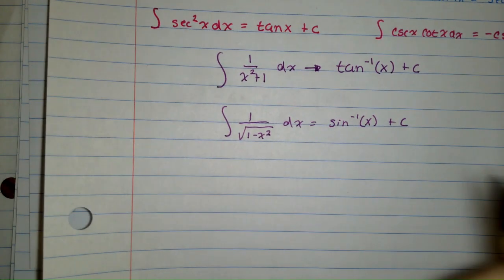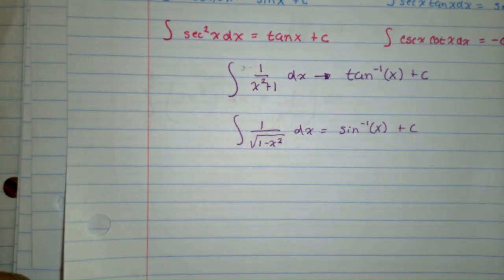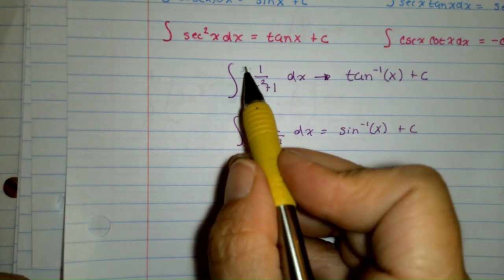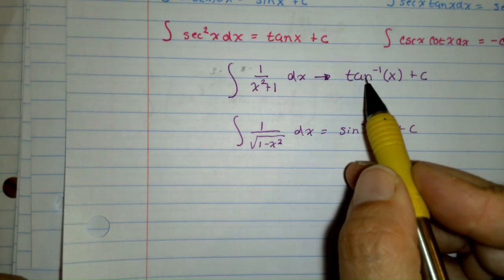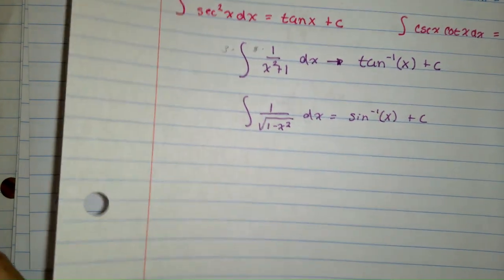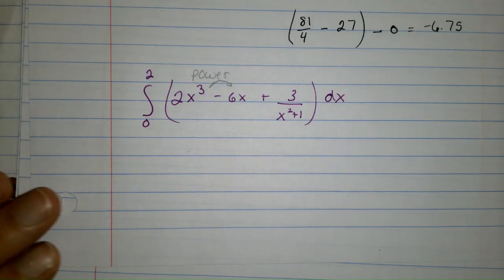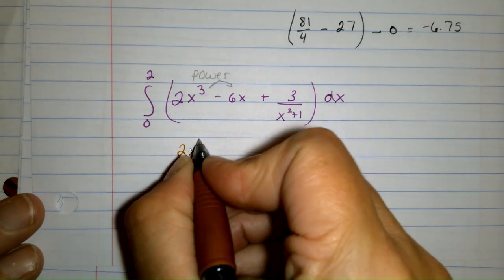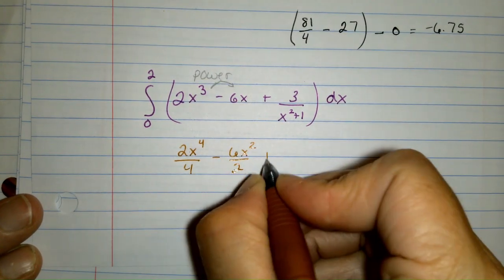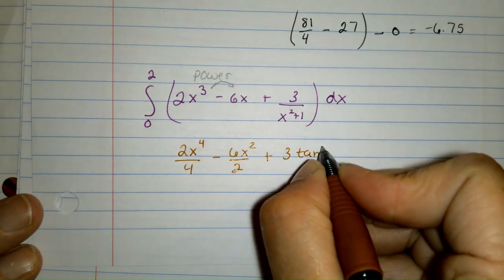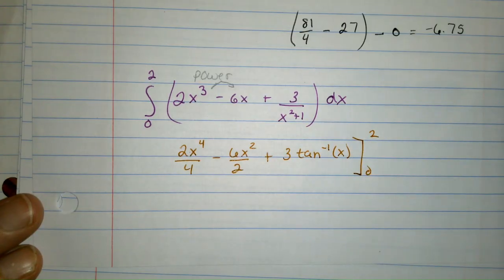Well, if you'll notice, that last one looks like we've just taken this fraction and multiplied it by 3, right? Or I can pull that multiplied by 3 out front. So that gives us a 3 tangent. So that's that arctangent rule. Okay. So 2x to the 4 divided by 4 minus 6x to the second divided by 2 plus 3 arctangent. We're going from 0 to 2.